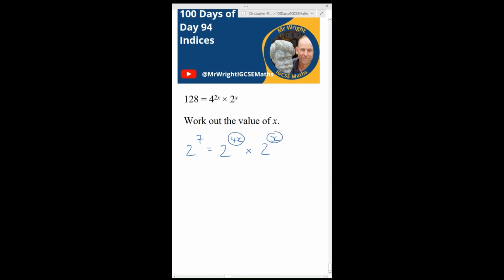So these powers added together, 5x, must equal the 7. So 5x is 7, so x is 7 over 5, or 1.2.